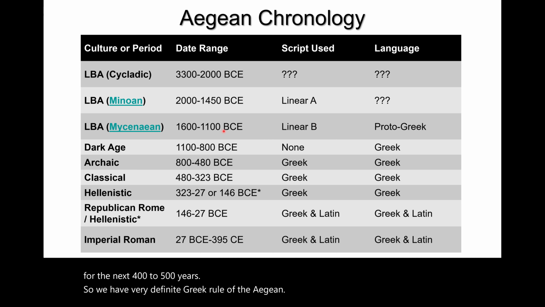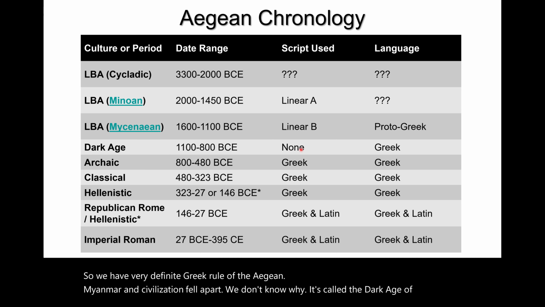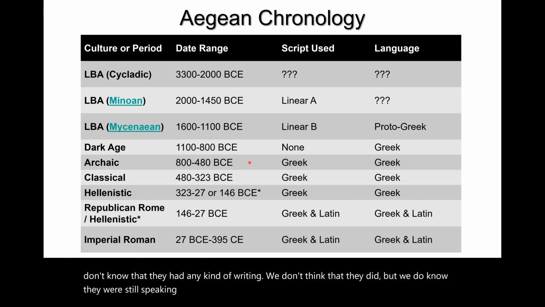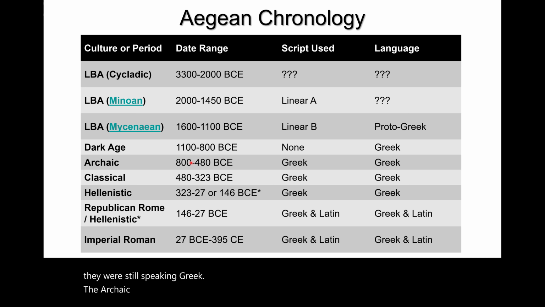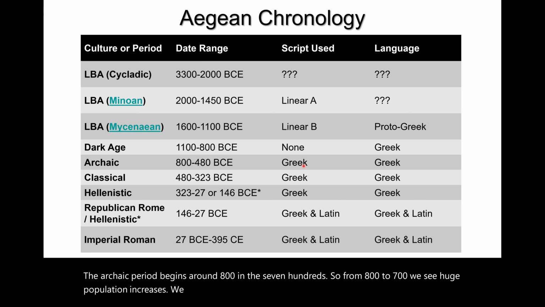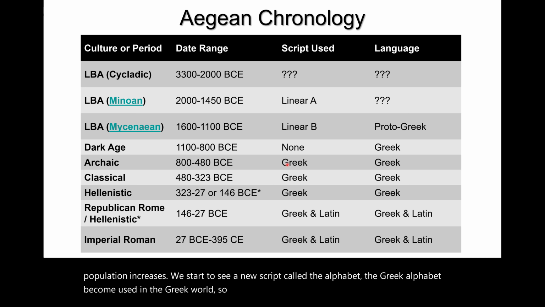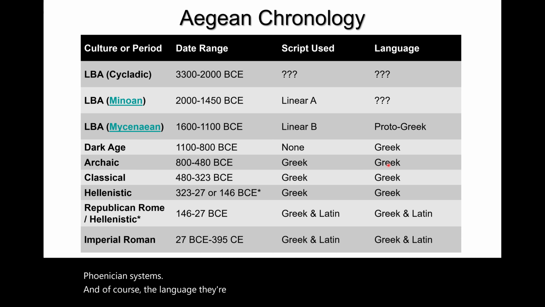The Mycenaean civilization fell apart. We don't know why. It's called the Dark Age of Greece. We don't know that they had any kind of writing. We don't think that they did. But we do know they were still speaking Greek. The Archaic period begins around 800 in the 700s. So from 800 to 700, we see huge population increases. We start to see a new script called the alphabet, the Greek alphabet, become used in the Greek world. So the Greeks created their own writing system based off of Phoenician systems. And of course, the language they're speaking is still Greek.